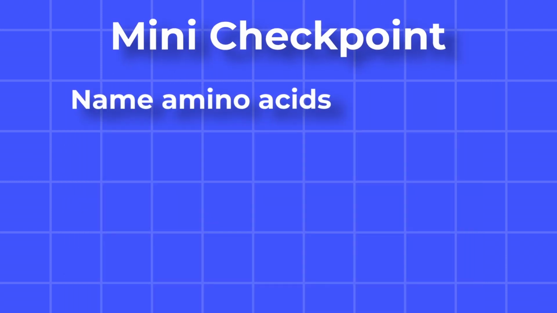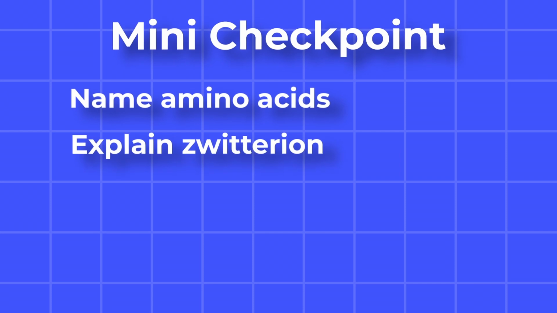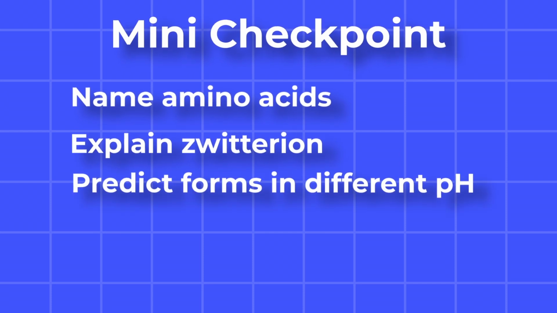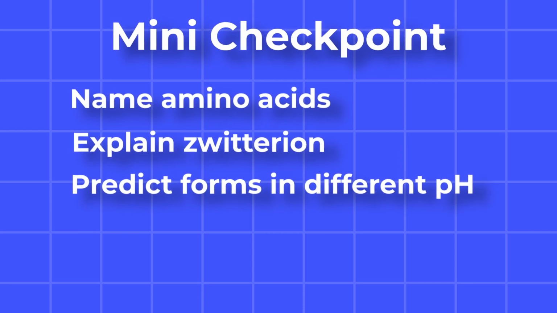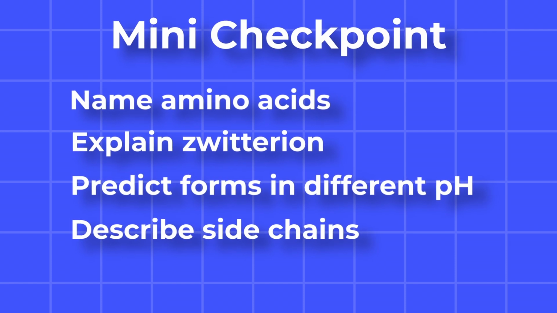Let's do a mini checkpoint. You can now name the parts of an amino acid, explain the zwitterion, predict forms across acidic and basic conditions, and describe how side chains shape behavior.